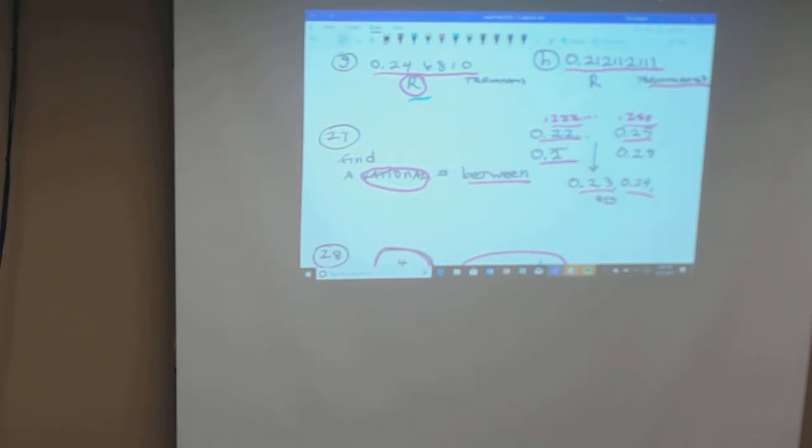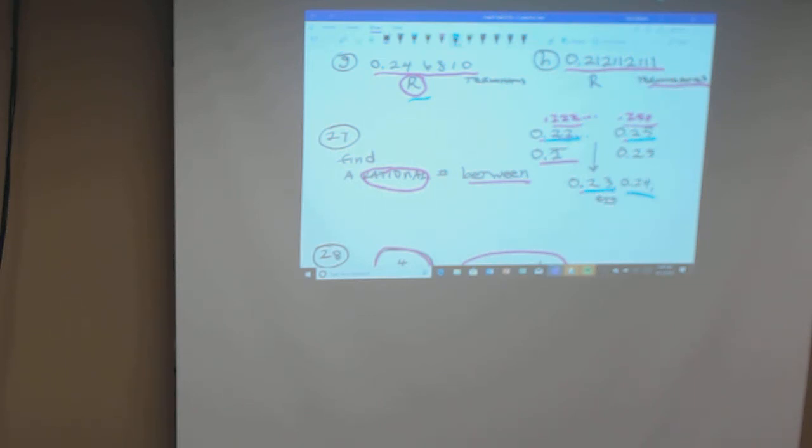27, a rational number between 2/10 or between 2, 2. Then you just simply go, okay, so just stretch it out. And 2, 2 and 2, 5, and that would be 2.23, 0.24, etc.